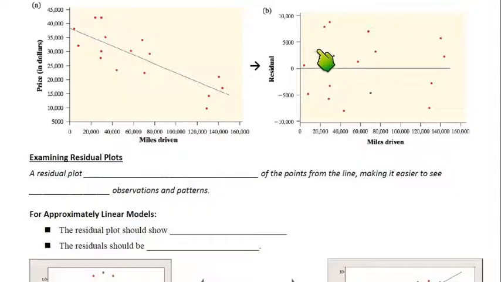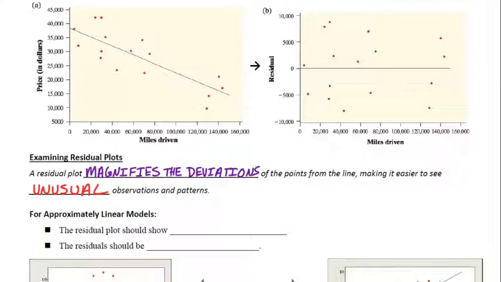And then some of them had big positive residuals, some of them had big negative residuals. So a residual plot, in general, magnifies the deviations, like how far each point is away from the line. And so it's easier to see any unusual observations or patterns. So it really kind of zooms in on the deviations.